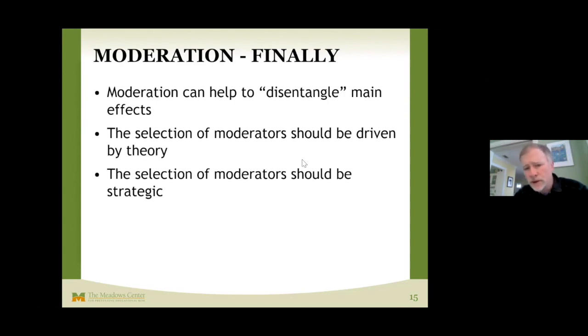By strategic here, the last point, what I mean is that your selection of moderators should support your overall program of research. Knowing that an effect differs for some students but not others may be important from a scientific perspective. However, if your aim is program development or treatment intervention development, and if the moderator is truly non-malleable, it may be enough to know that the program is effective on average for the population of students in question.